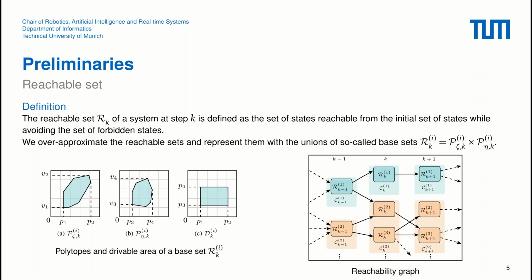To store the spatial-temporal relationships of the base sets, they are stored in a graph structure named reachability graph. In the graph, each node corresponds to one base set, and an edge connecting a parent node to a child node indicates that the child node is reachable from the parent node after one step.